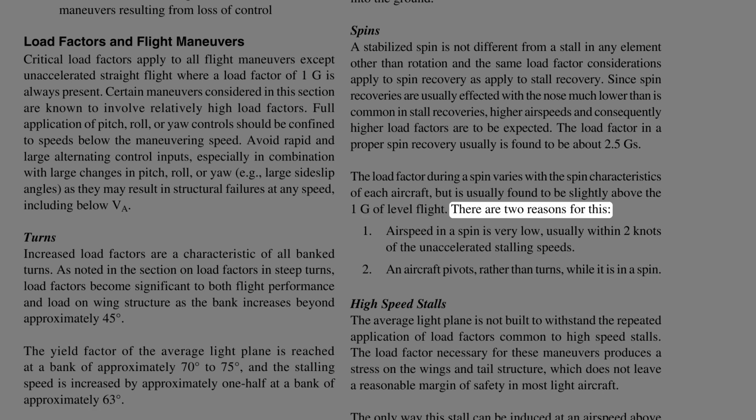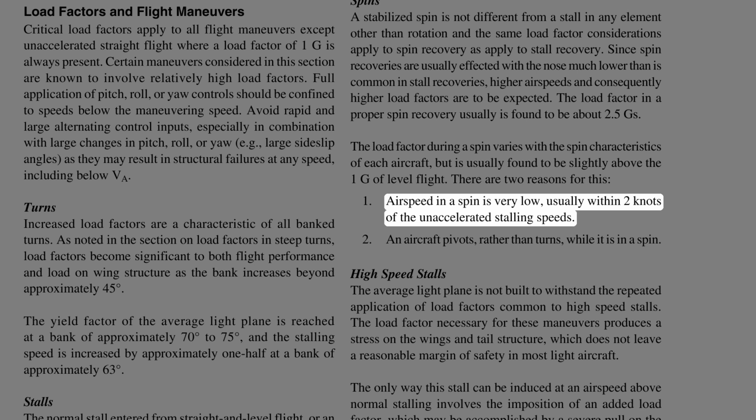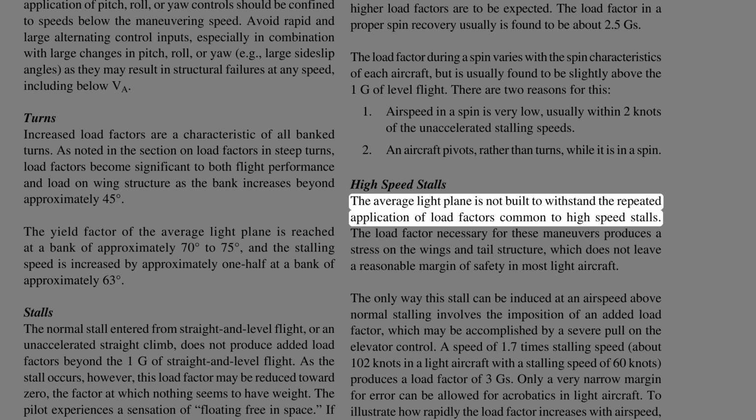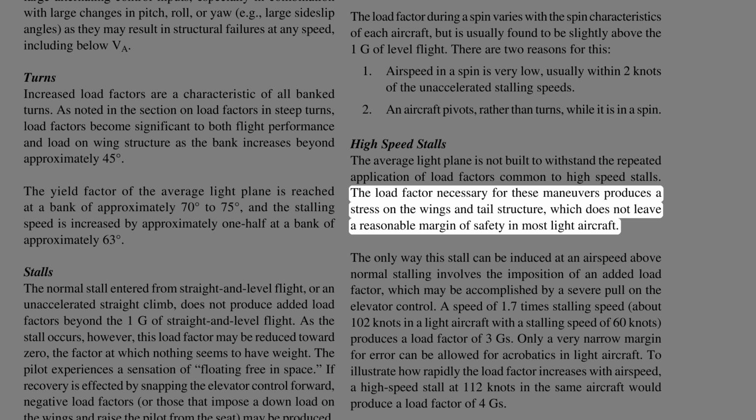There are two reasons for this. Airspeed in a spin is very low, usually within 2 knots of the unaccelerated stalling speeds. An aircraft pivots, rather than turns, while it is in a spin. High-speed stalls. The average light plane is not built to withstand the repeated application of load factors common to high-speed stalls. The load factor necessary for these maneuvers produces a stress on the wings and tail structure, which does not leave a reasonable margin of safety in most light aircraft.